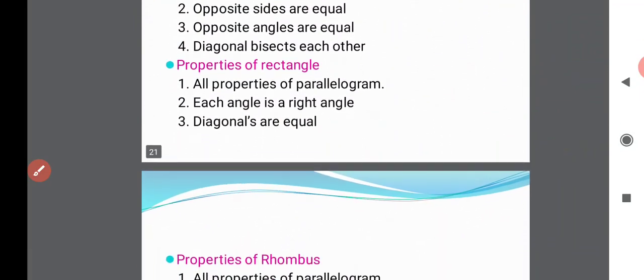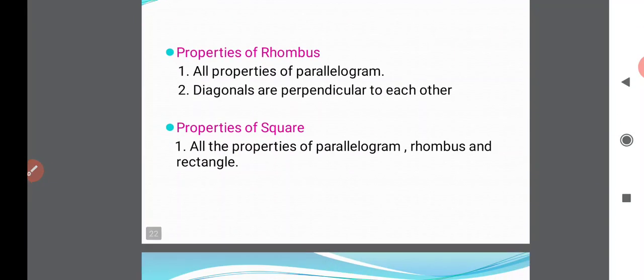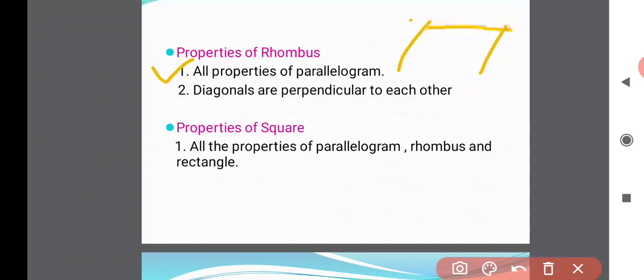Let's see another type of parallelogram, that is the rhombus. Again it is a parallelogram, so it satisfies all the properties of a parallelogram, meaning opposite sides are equal, opposite sides are parallel, opposite angles are equal, diagonals bisect each other. But what is the other speciality? In a rhombus all sides are equal, and second is diagonals are perpendicular to each other. Diagonals which bisect each other are also making a 90 degree angle at the point of intersection.